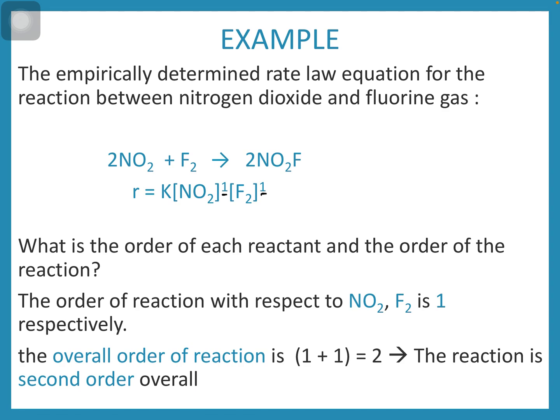So the reactants are each first order. Overall is second order. So if I were to double the NO2 concentration, my rate would double. If I were to double the F2 concentration, my rate would double. So that means first order. If I were to double both of them, so when I look at the whole reaction now, then it doubles once for the NO2 doubling and once for the F2 doubling. So that it is a second order reaction there.